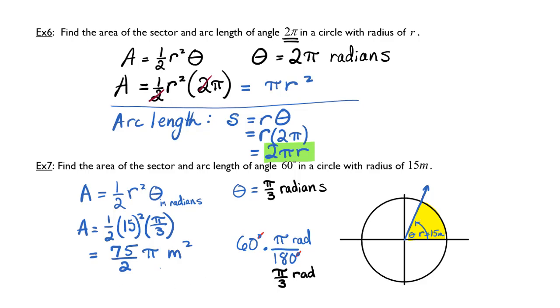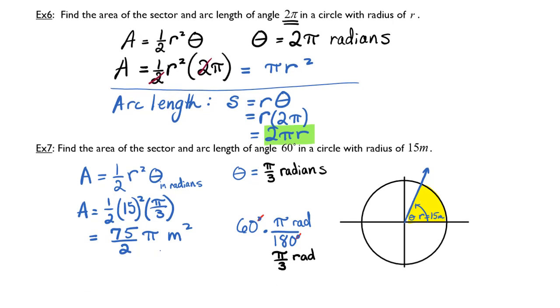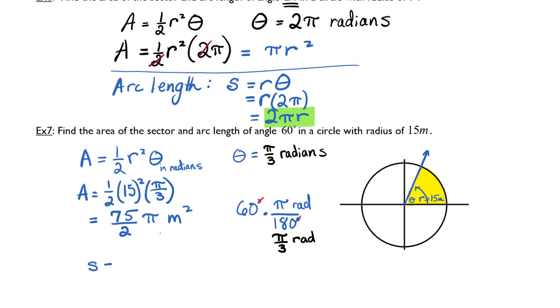So this is the area of the sector. Now let's look at the arc length. Arc length s is equal to r times theta. We have 15 times pi over 3. So if I think about this, I will have 5 pi. Now remember, this is meters, not radians anymore, because I'm using this as a length.